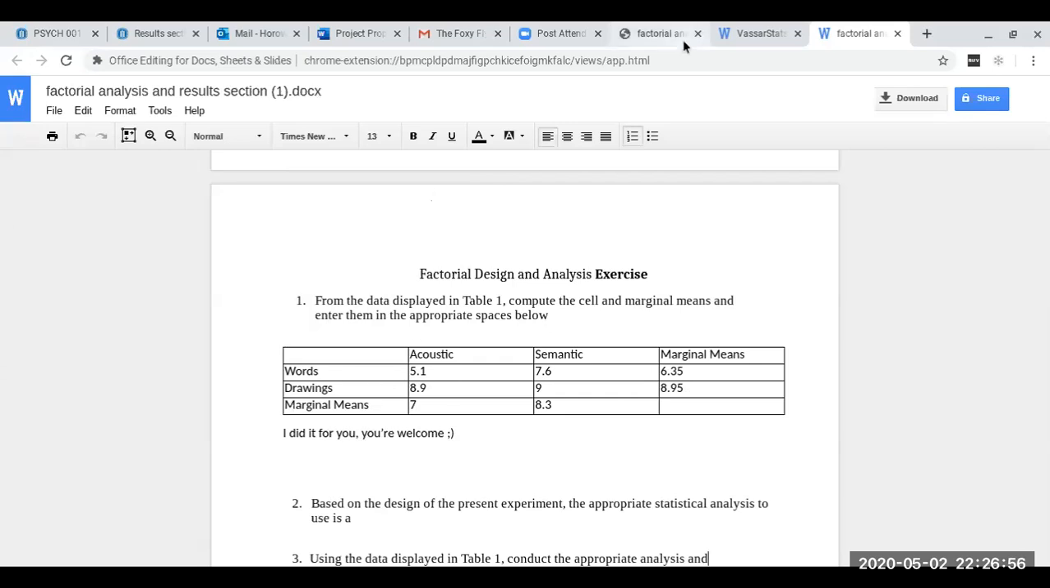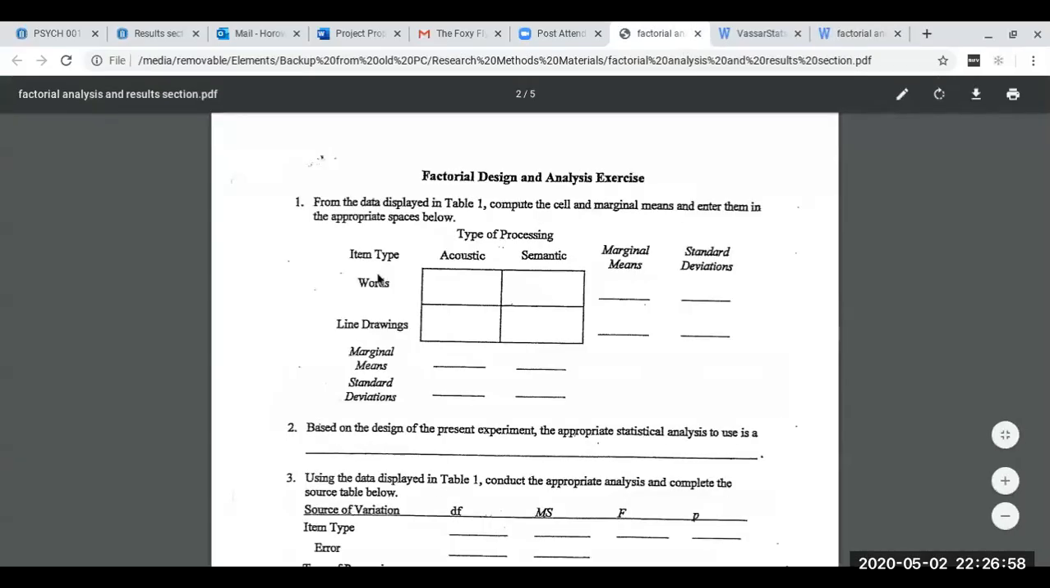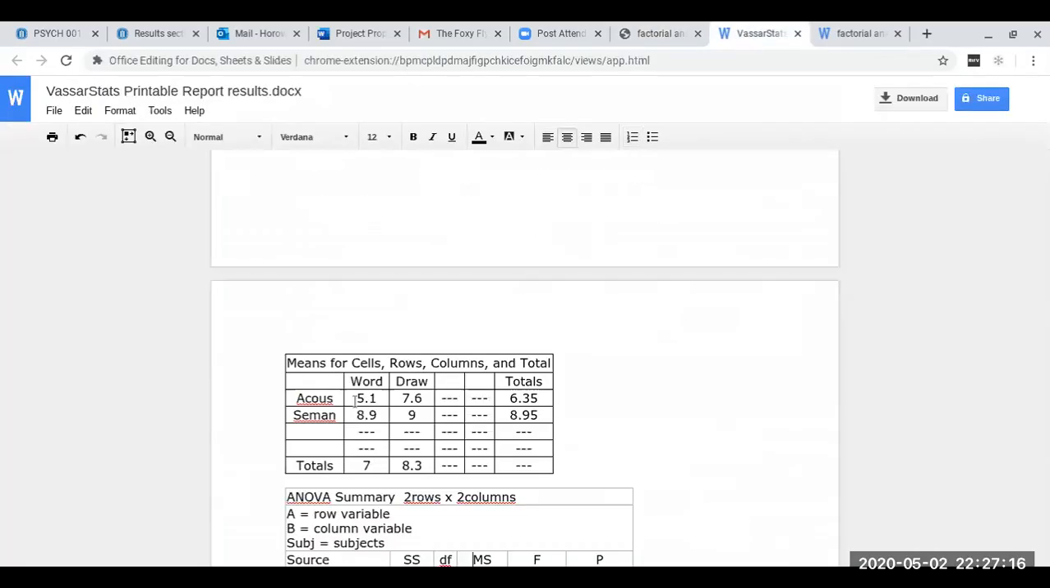So if we go back to this document and we're looking for the numbers to fill in the boxes, we have acoustic words, we have semantic words, we have acoustic line drawings, and semantic line drawings here, right? And then the marginal means for words and line drawings, the marginal means for acoustic and semantic. I will go over what they mean. Looking at these, we have 5.1 for acoustic words, 7.6 is the mean for acoustic drawings, semantic words is 8.9, semantic drawings is 9.